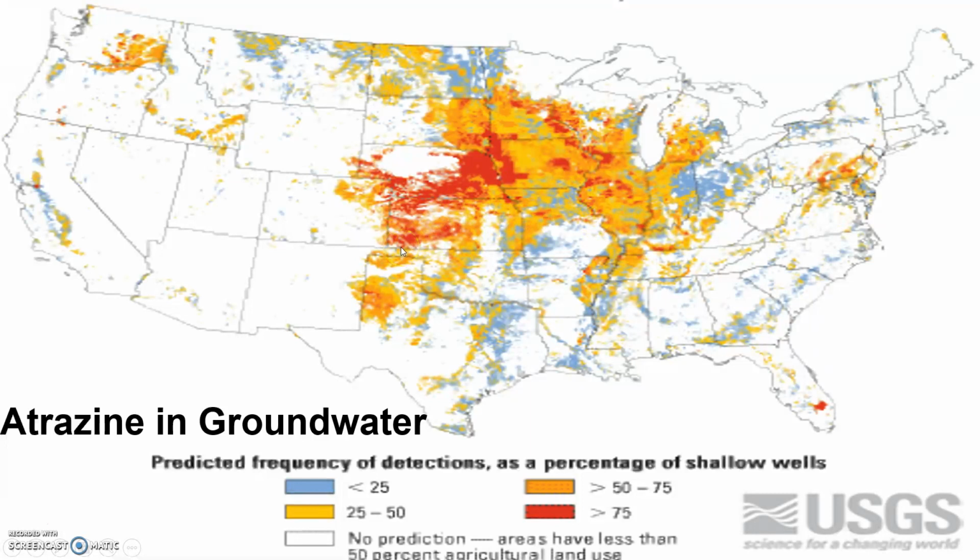It makes sense that we're seeing a large portion of shallow groundwater being contaminated by atrazine in the Mississippi River watershed, because this color zone correlates well with the maps that I just showed you on the other website in reference to atrazine use across the United States.